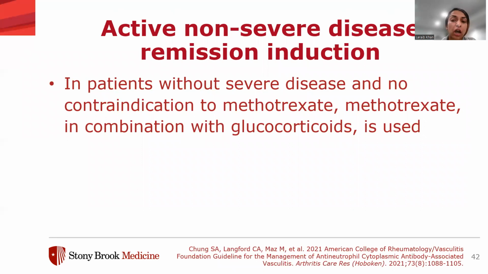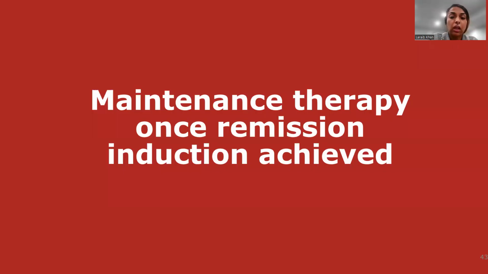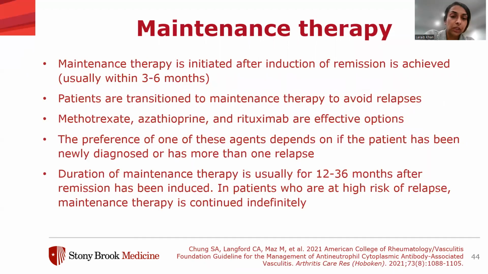In patients without severe disease and no contraindication to methotrexate, methotrexate in combination with glucocorticoids is used. That's first-line remission induction for active non-severe disease. Now we're going to talk about maintenance therapy once remission induction is achieved. Maintenance therapy is initiated after induction of remission is achieved, and that's usually about 3 to 6 months. Patients are then transitioned to maintenance therapy to avoid relapses.